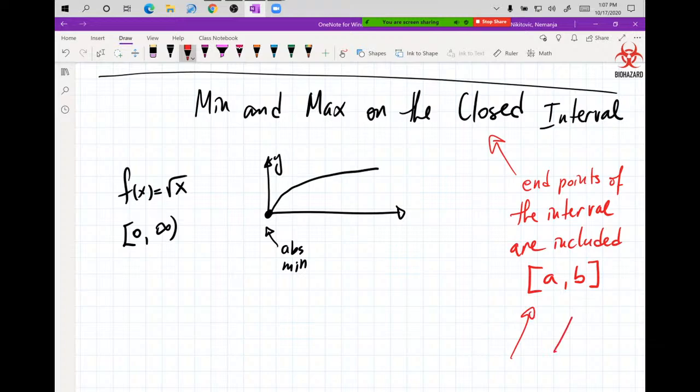If you have this included, then you always have to have min and max, no matter what function you put up. Because you are chopping up that function and you are using those endpoints. If nothing else in the whole interval is a min and max, then those endpoints are.